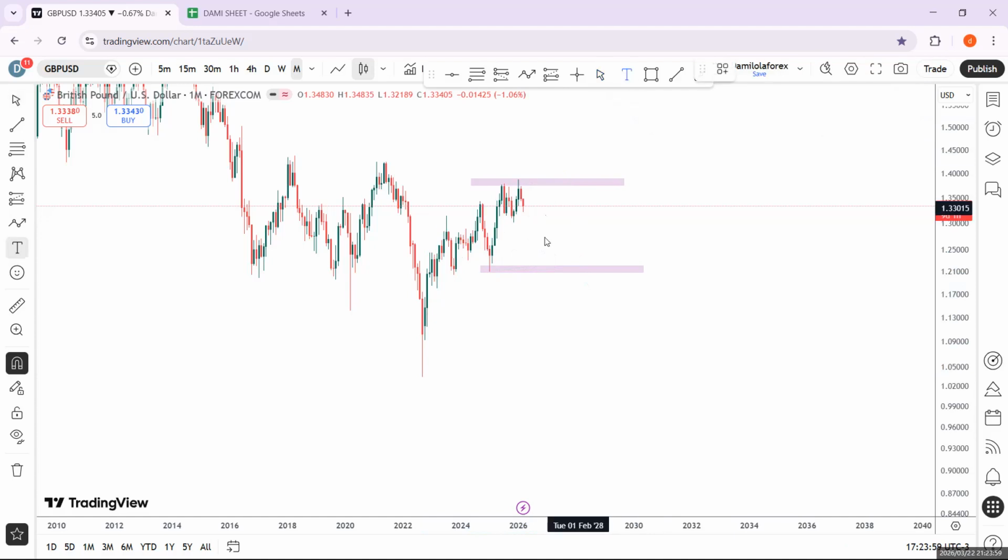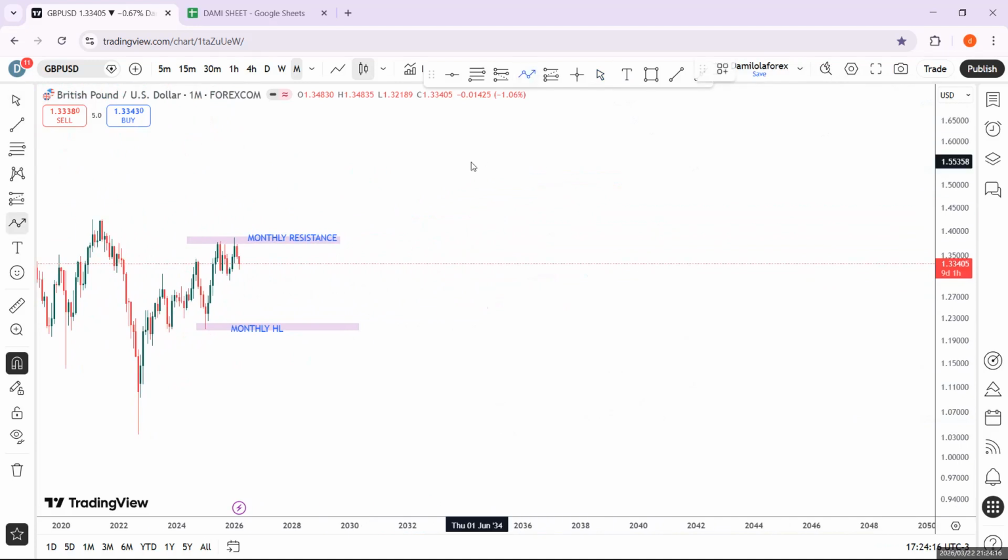So, but since a change of character has not happened, this means on GBP USD we are clearly bullish. So what will I do? I'll just tag them. Here I'll tag it as monthly higher low, and this stop point I'll tag it as monthly resistance.